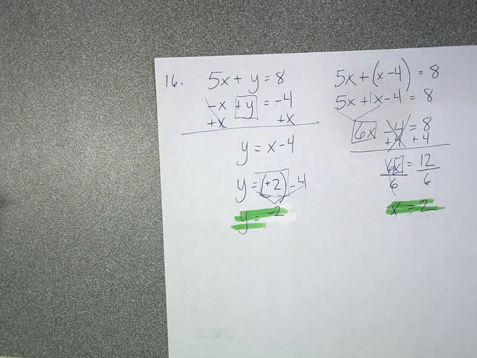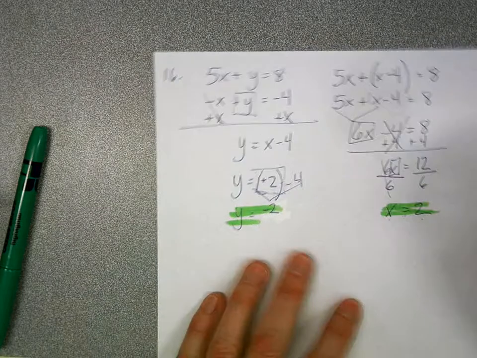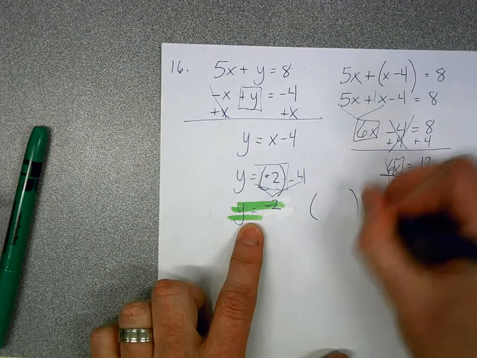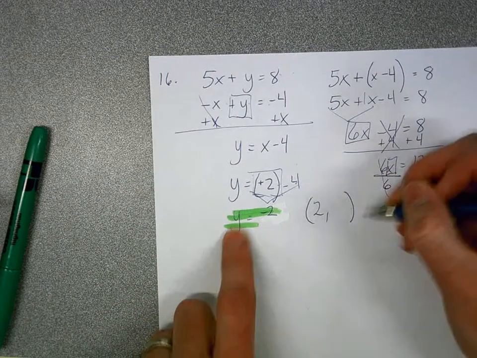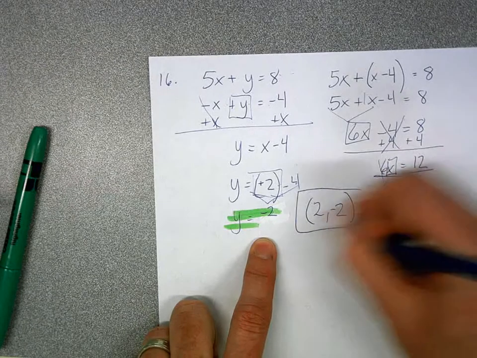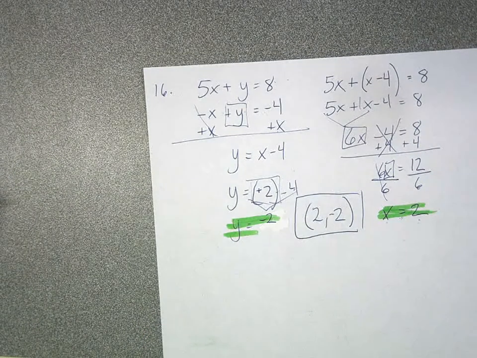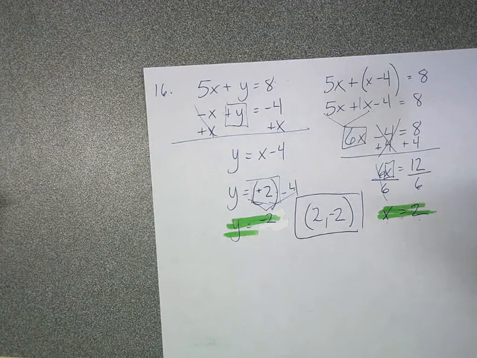So our last step, right? Our ordered pair, remember the x goes first, so 2, comma, negative 2. And there's our answer. All right, move on to a different type. This is the basics, this is a majority of your type of problems right here. Any questions before we move on?